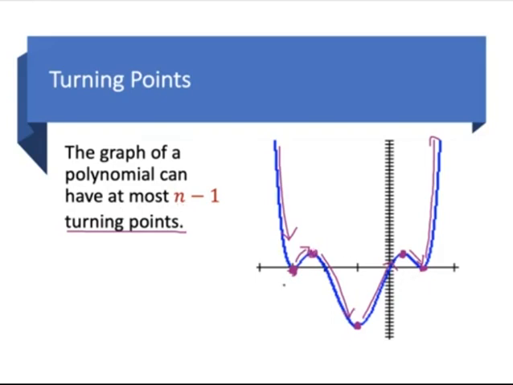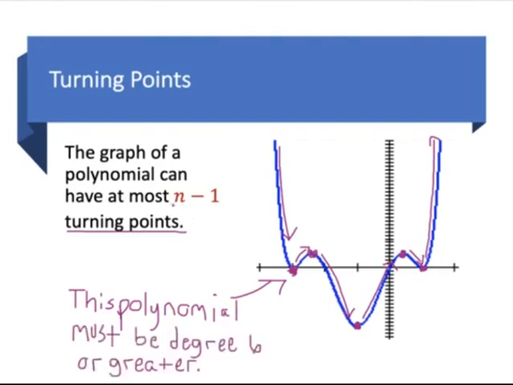There's 5 of them. So that tells us that this polynomial here must have a degree of 6 or greater. It must be degree 6 or greater. It can't be degree 5 because 5 minus 1 is 4. But this has 5 turning points. Same thing with 4. It can't be degree 4 because 4 minus 1 is 3, and that's less. It's only allowed 3 if it has a degree of 4.